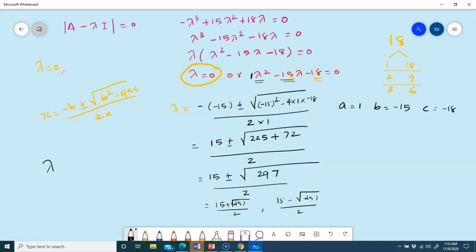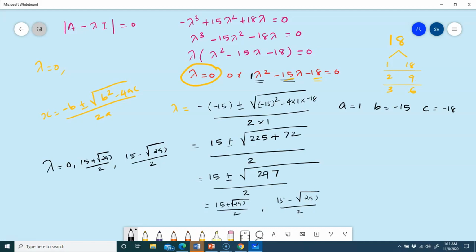The eigenvalues of the given matrix with order 3 by 3 are lambda equal to 0, 15 plus root 297 over 2, and 15 minus square root of 297 over 2. Okay, I hope this process of finding eigenvalues is explained well.